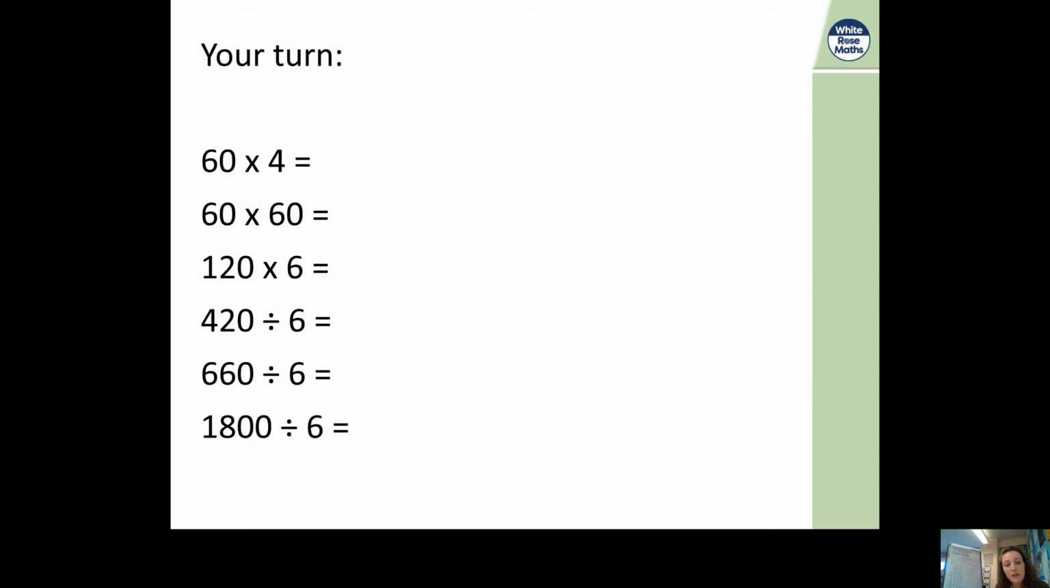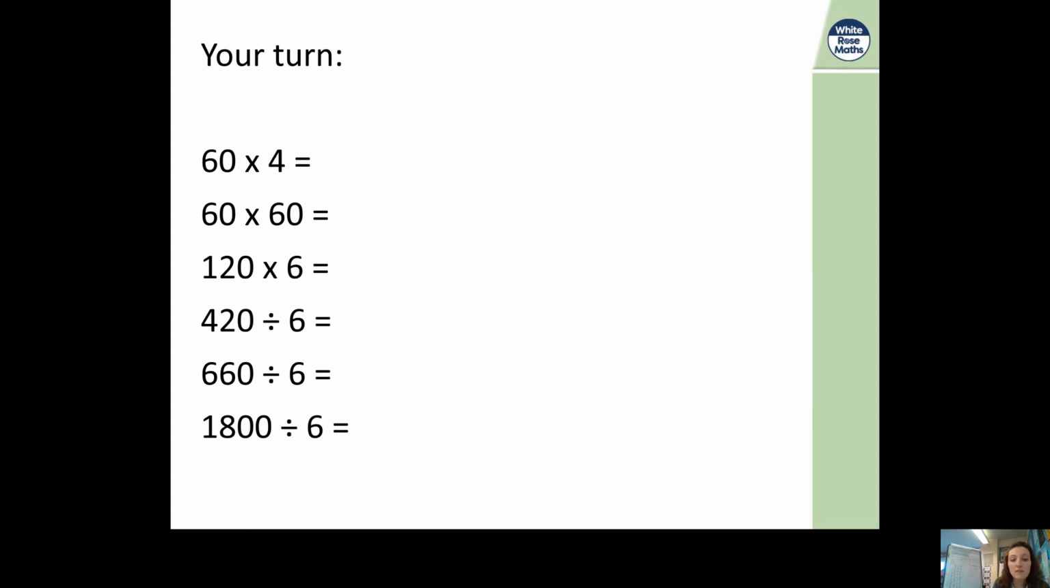Okay, once you've finished, grab your blue pens and we're going to go through them together. I hope you're watching really carefully because I even made a mistake when I was calculating these ones. So let's have a look together. 60 times by 4. So 6 times 4 we know is 24. So if we make 6 10 times bigger, the answer is going to be 10 times bigger. So the answer is 240.